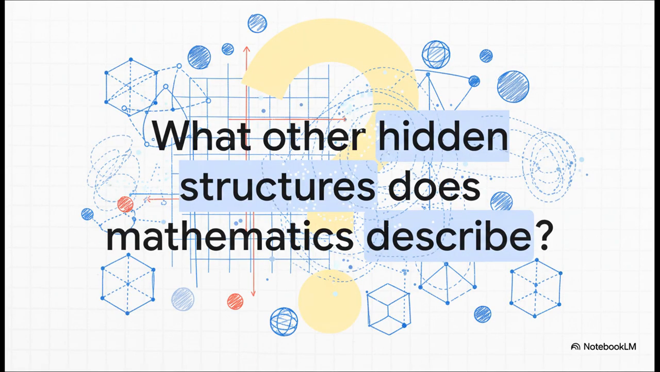Which really brings us to a final thought. We've just seen how these really abstract ideas can describe the hidden skeleton of a mathematical transformation. It just makes you wonder, what other invisible structures are all around us, in nature, in society, just waiting for us to find the right mathematical language to finally see them?